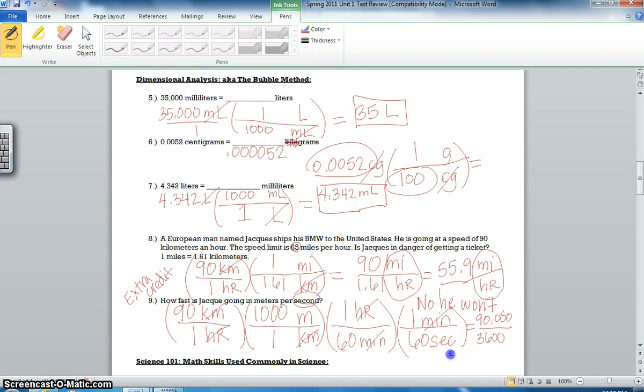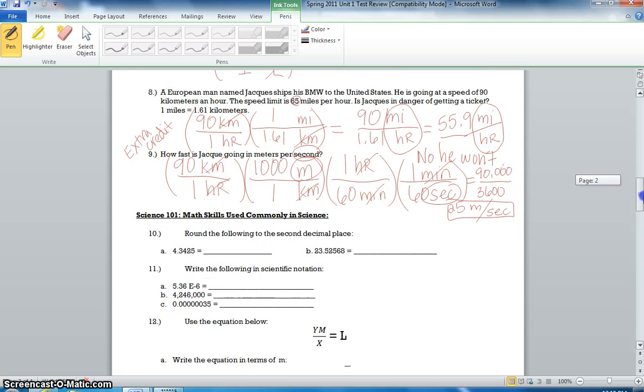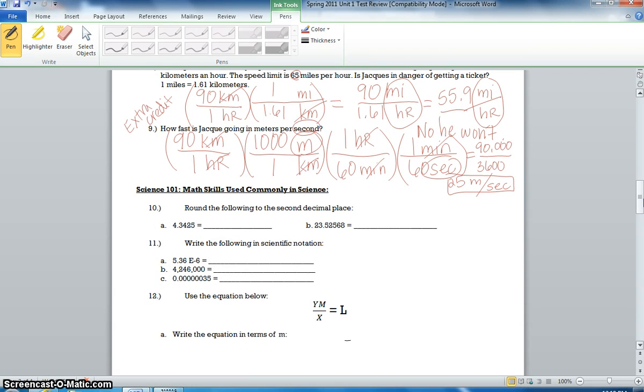Okay, and I get 25. And notice I'm left with meters over seconds. So there's my answer. If you don't think you could ever do that on your own, that's all right. Just write down what I did, and that's just going to be extra credit. Now let's look at these other math skills that you do have to definitely know.